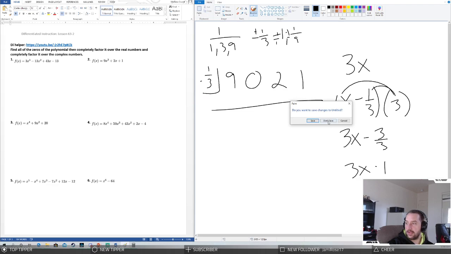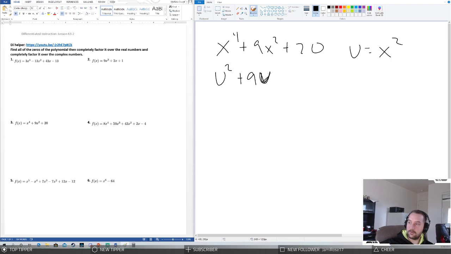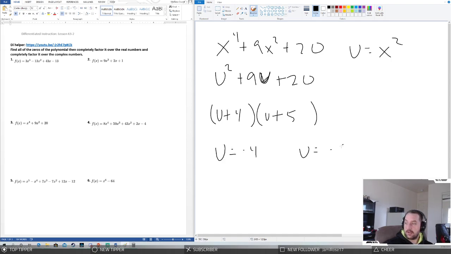For number 3, this is one of those that we just learned. So that x to the 4th plus 9x squared plus 20. This is the U-Substitution. So we would want to say u squared plus 9u plus 20. And then that would get factored. So u plus 4, u plus 5. So everything here is actually going to end up being imaginary, because you're going to get u equals negative 4 and u equals negative 5.